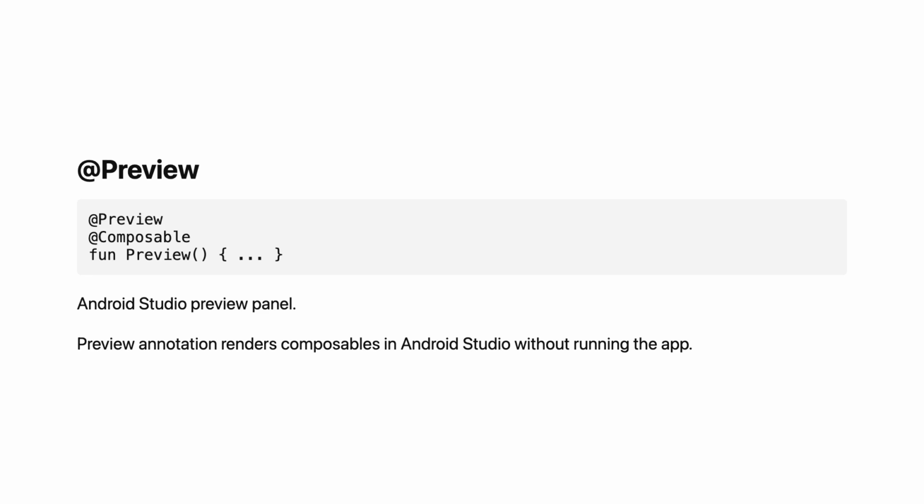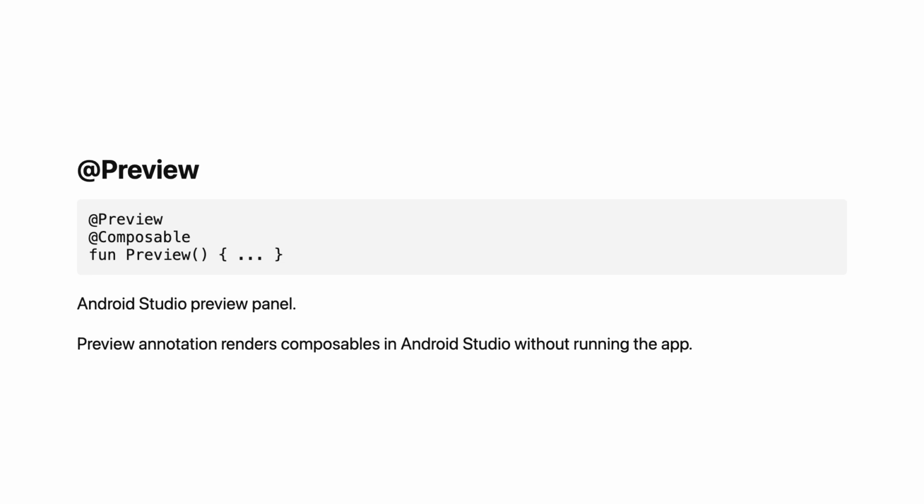Different states, different themes, different sizes. @Preview(showBackground = true, name = "Light mode"). Preview functions do not ship in your app. They are for development only. Previews speed up development. See changes instantly without building and running.